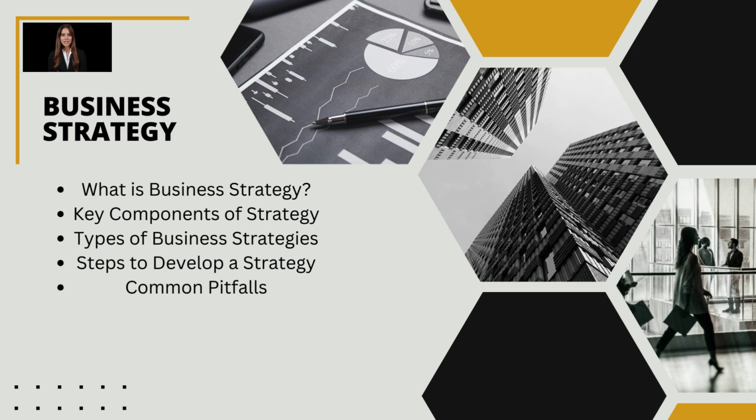Now, let's break down the key components of a business strategy. Vision and mission. These define where you want to go and why your business exists. Goals and objectives set specific, measurable targets to achieve over time. Competitive analysis. Understand your competitors and how you can stand out. Strategic initiatives. The specific actions or projects that help you reach your goals. Performance metrics. Measure success through KPIs like revenue growth and customer satisfaction.